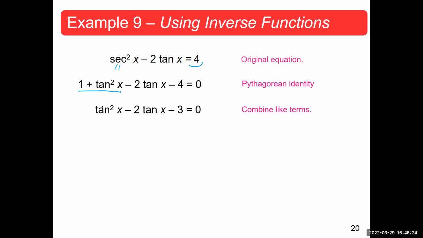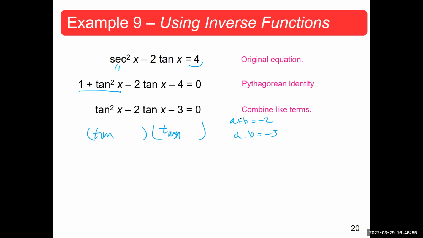This looks like a quadratic equation. Tangent here is like saying x here. Now two numbers, a plus b equals -2, a times b equals -3. What are those two numbers?